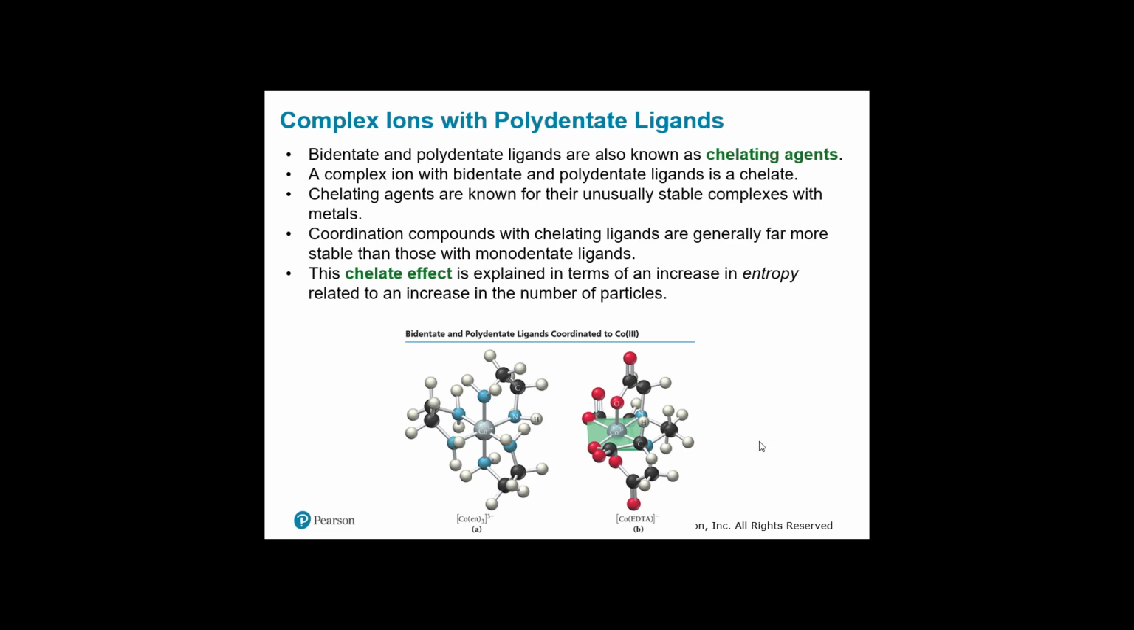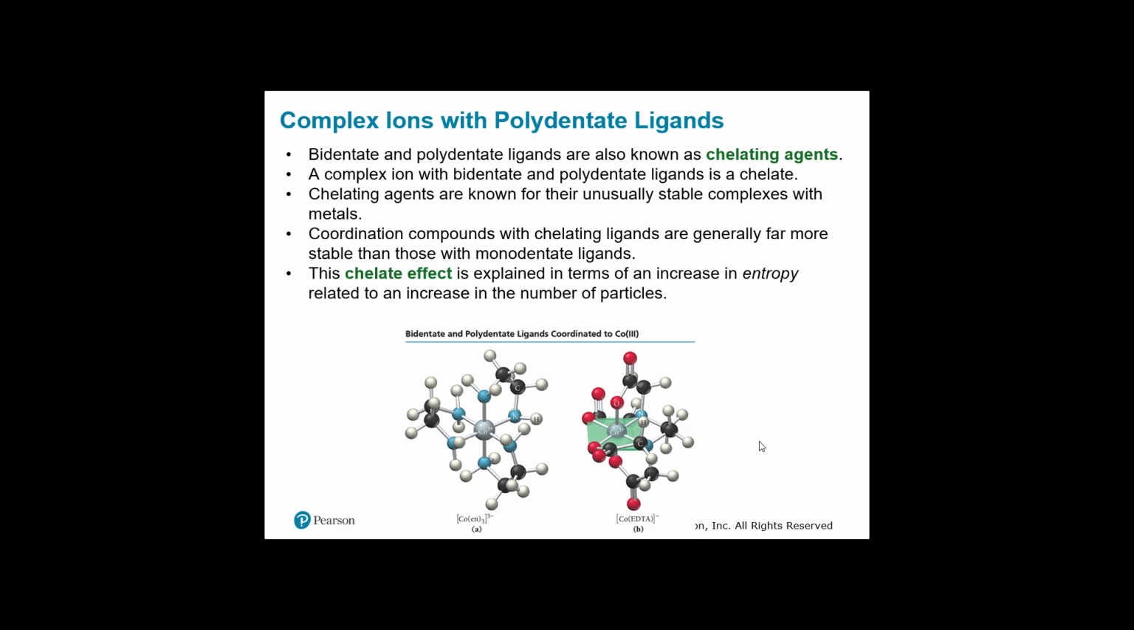Okay, so complex ions with polydentate ligands. Bidentate and polydentate ligands are known as chelating agents. When I worked in the lab, we always discussed chelating compounds, for when we needed stable compounds. And these are unusually stable with the metals. So sometimes when we're doing reactions, we need chelating compounds and chelating agents. So one thing, they are complex ions with bidentate or polydentate ligands, so they wouldn't apply to monodentate.